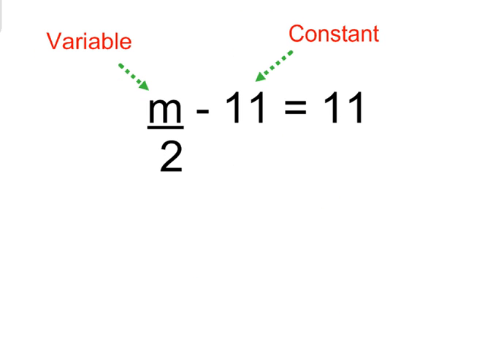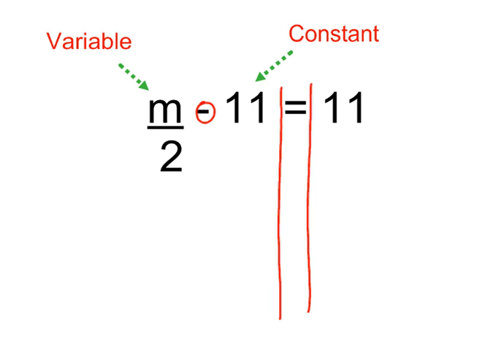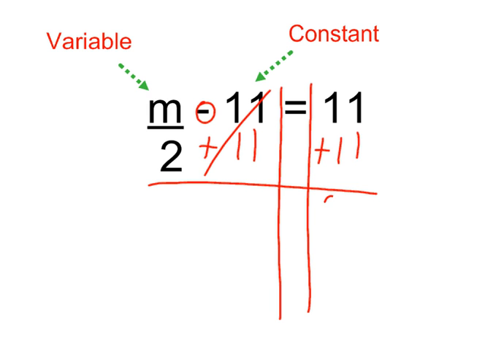Let's do another one. There's another two-step equation. So I want to eliminate the constant first, which is 11. So since this is subtraction, we're going to do the inverse. We're going to add 11. That'll eliminate the constant. And now I'm left with a one-step equation. I have m divided by 2 is 22.